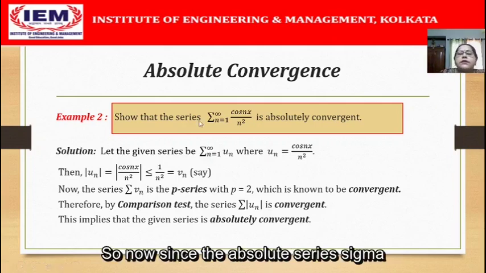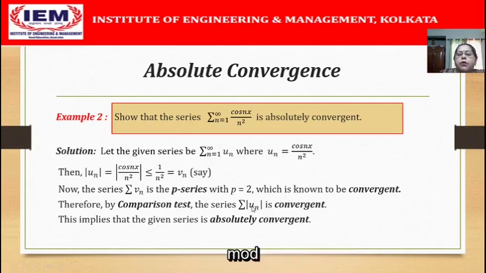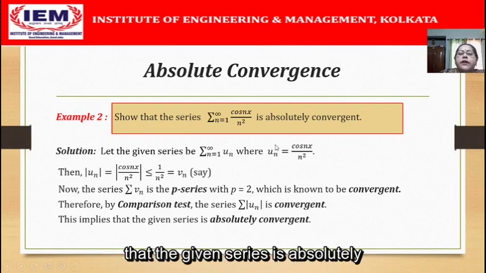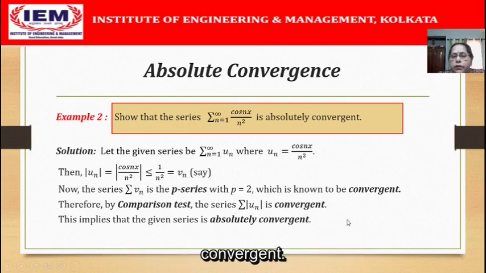So now, since the absolute series sigma mod un is convergent, we can finally conclude that the given series is absolutely convergent.